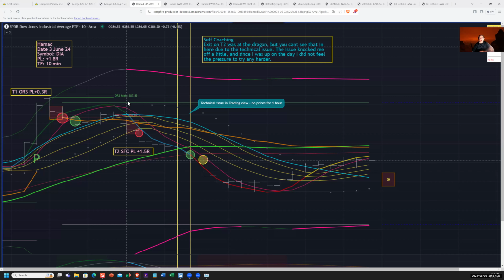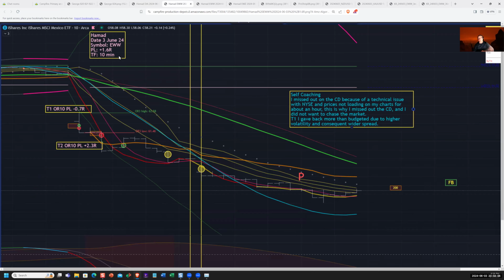Hamad is using 10-minute trades on DIA here. Gets this one, gets the re-entry, doesn't get the second re-entry, but still clears 1.8 on a 10-minute chart. And that slower time frame allows him to also play EWW for 1.6. And again, that's not even optimizing for the day.